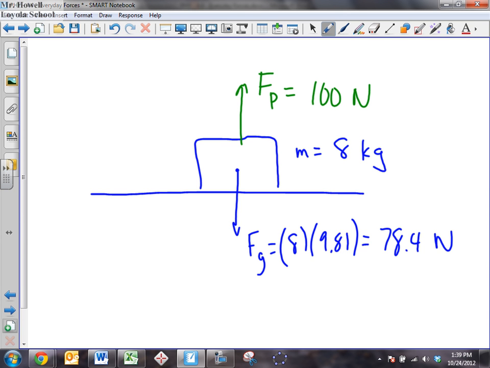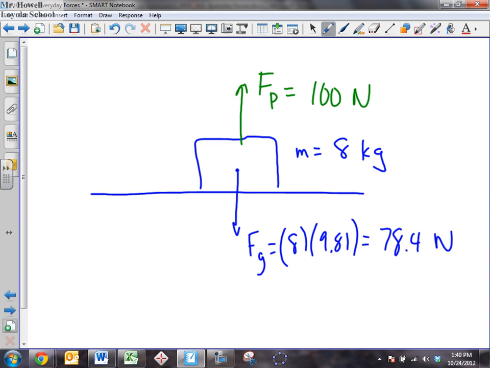How come this object will move? Because it's pulling up more than it weighs. Exactly. If you put a force on an object with more than its weight, it's definitely going to move. Now, if it does move, the question becomes, what acceleration does it have?